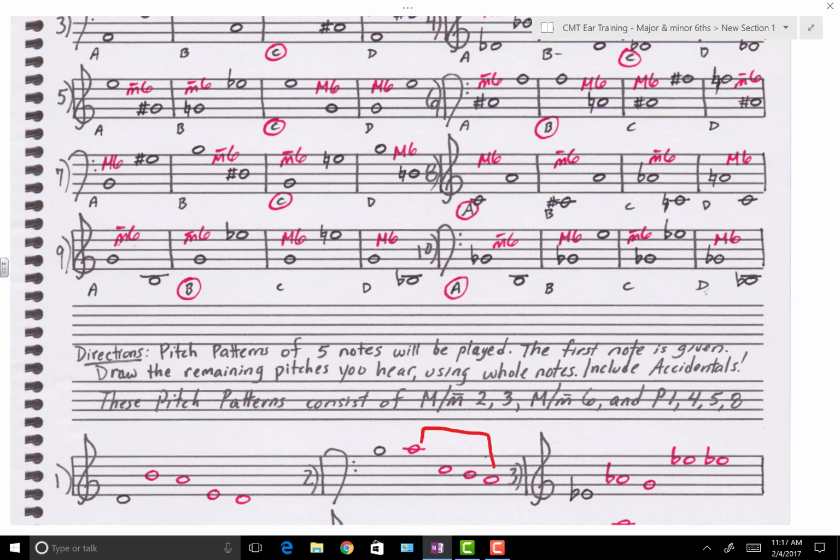This next one, number 3, started out with a perfect fourth, to a minor second, up to a minor sixth, and then a perfect prime. Listen to this one without my talking.